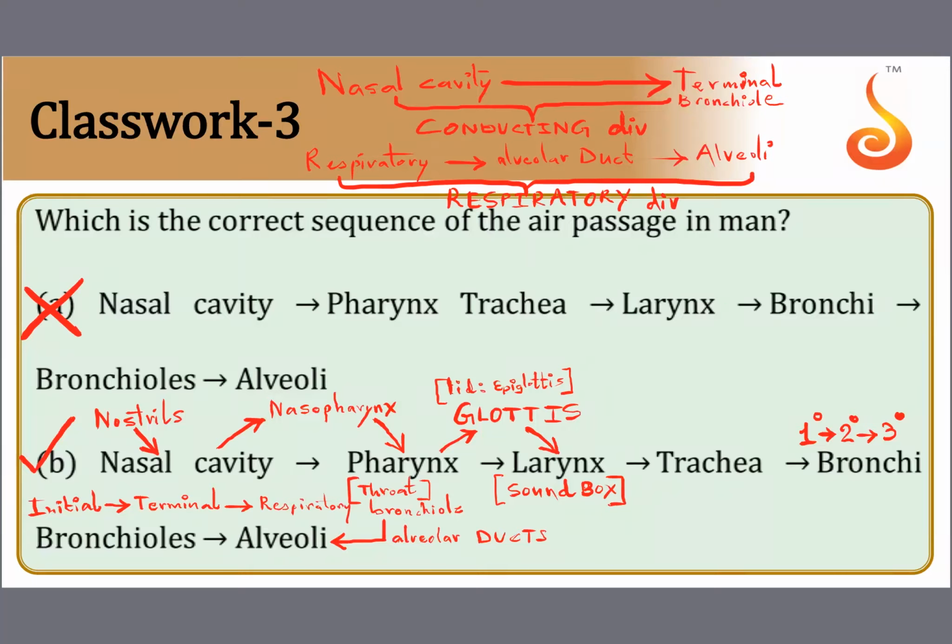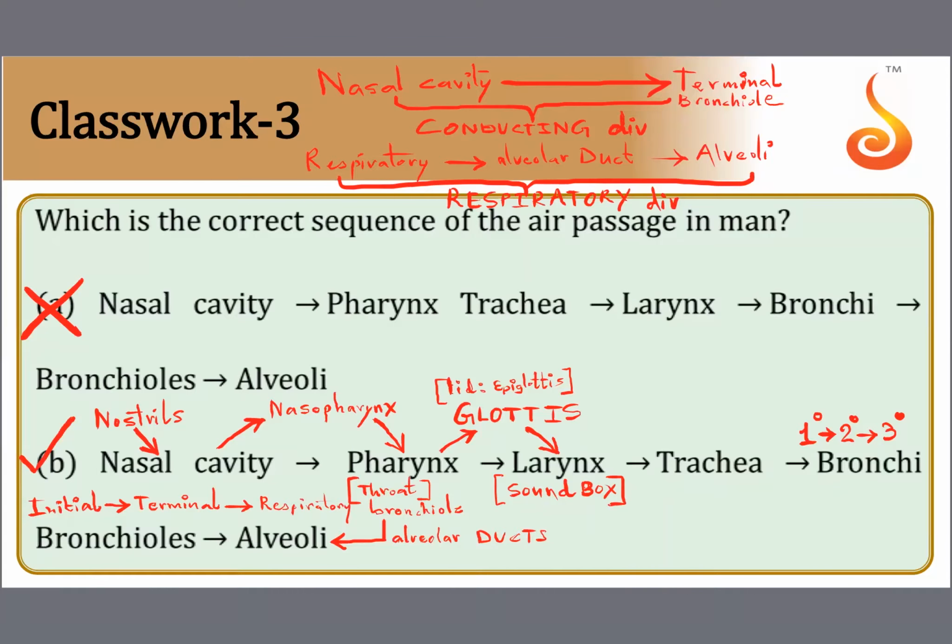Then you have respiratory bronchiole, alveolar duct, and alveoli. Major respiratory exchange happens in the alveoli. So the remaining parts, including the respiratory bronchiole and the alveolar duct, are called the respiratory division. Two major anatomical divisions in your respiratory system. And like I told you, through the nasopharynx, your nasal cavity opens into your throat, and through the glottis, your pharynx opens into the larynx. The opening of the larynx is referred to as the glottis.